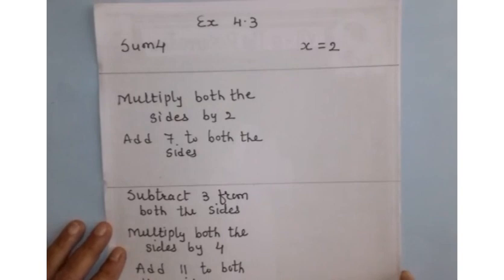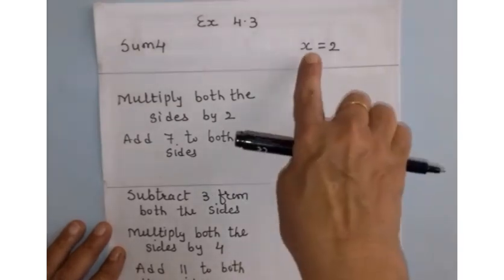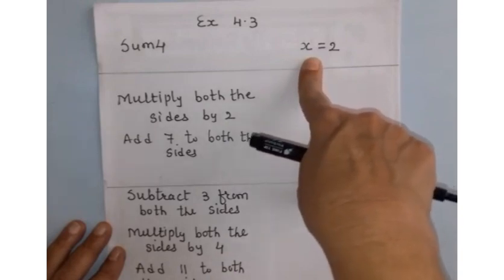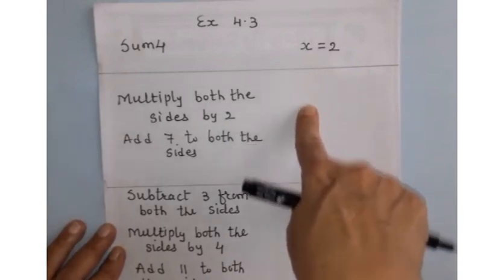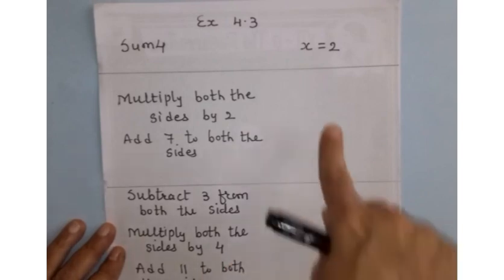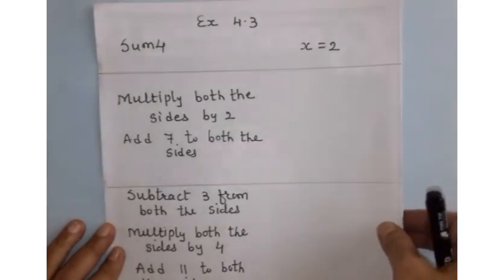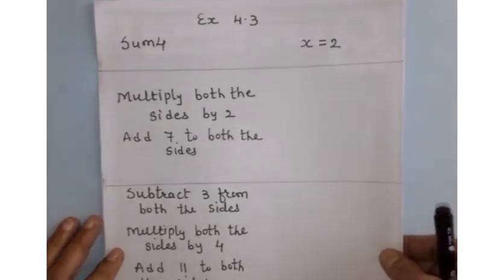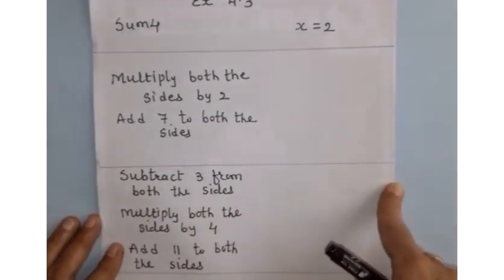Let us solve. Children, here in this sum, what we have to do? We have to go the reverse path. The solution of the equation has been given and we have to form 3 different equations in such a way that the solution of those equations will be x is equal to 2. Correct? Understood? So let us see.